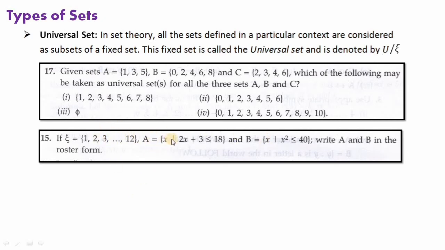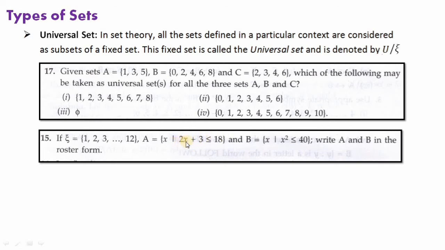Now let's see what is happening in A. So in A we have element x such that 2x plus 3 is less than or equal to 18. Now let us check which numbers from 1 to 12 satisfy this inequality. So let's begin with 1. If I put x equals 1, then this becomes 2 into 1 plus 3, which is 5. 5 is less than 18, isn't it? So that's why 1 comes in this set. Now we have another one, x equals 2. When x is 2, this becomes 2 into 2, 4, plus 3 is 7. Again this is satisfied, so 2 also comes.